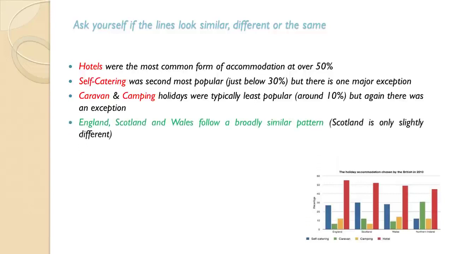England, Scotland, and Wales follow a broadly similar pattern. Scotland is only slightly different, a little bit different, but same pattern. Hotel popular, self-catering then popular, and caravan and camping same type and same percentage of people. The popularity of caravan in Northern Ireland needs to be highlighted because that is exceptional. So you have to highlight that. Similar group you will describe one way, and the different group, exceptional group, you will describe another way.